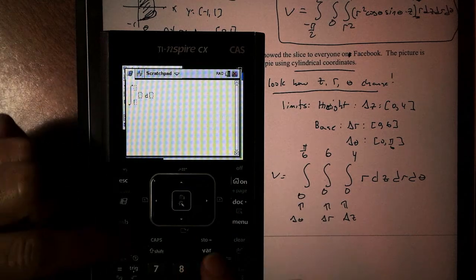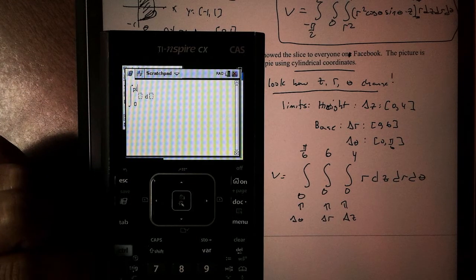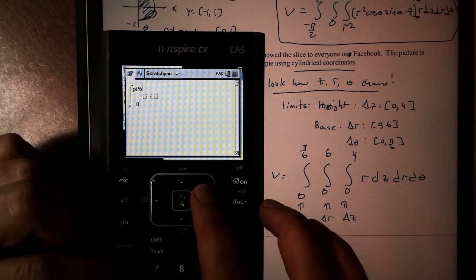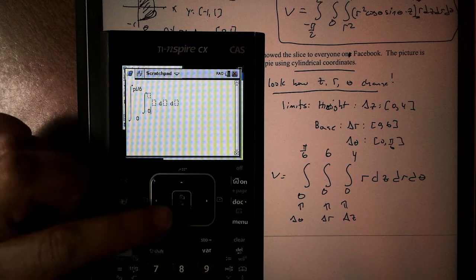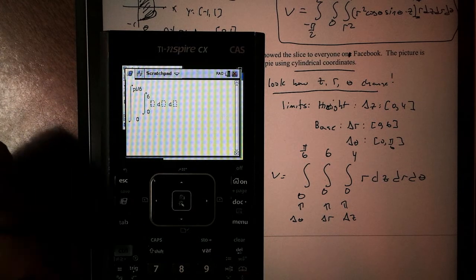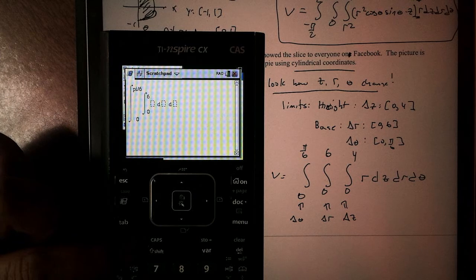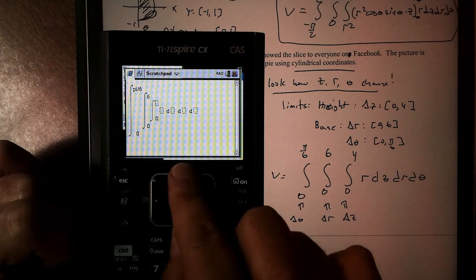So this is going to go from 0 to pi over 6. I don't know where pi is, I just always type in pi divided by 6. Go over here, menu 4, 3, type this in, 0 to 6. Next integral, menu 4, 3, and now this one goes from 0 to 4.